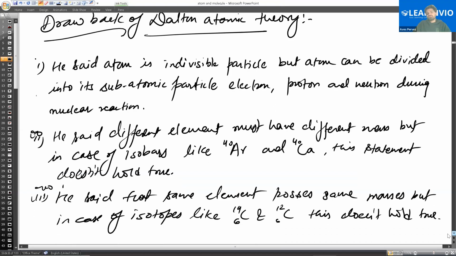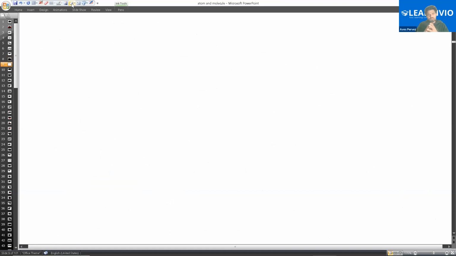Then why not speaking? Can you tell me what the drawbacks of Dalton theory are? It stated that atoms are indivisible, but the discovery of subatomic particles proved it wrong. The second one stated that different elements have different masses, but the existence of isobars also proved it wrong, like argon 40 and Cl 40. Okay. And the third one was that same elements have same masses, but isotopes like carbon 14 and carbon 12 also proved it wrong.